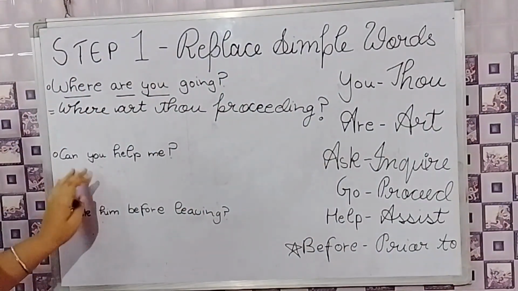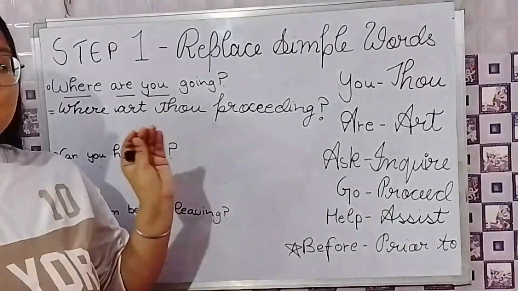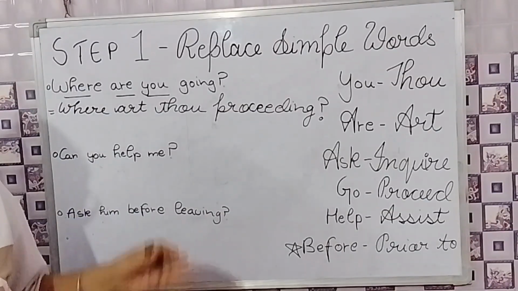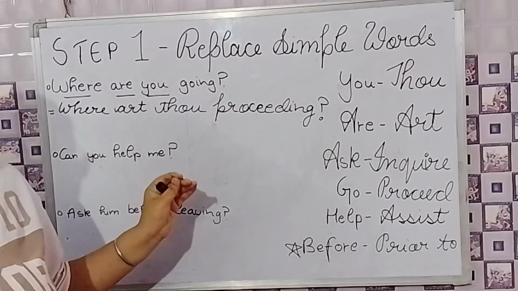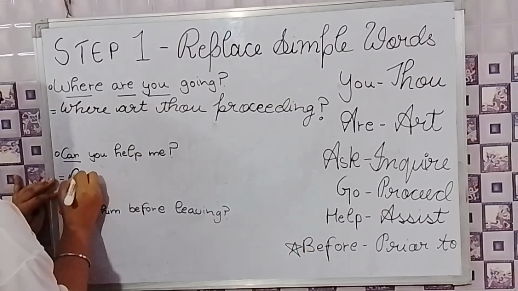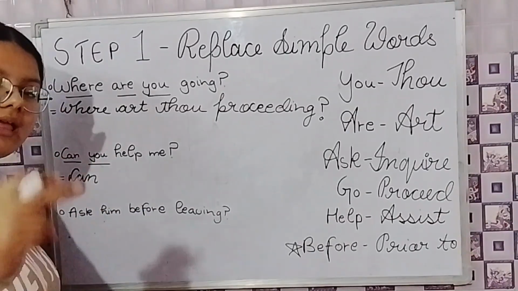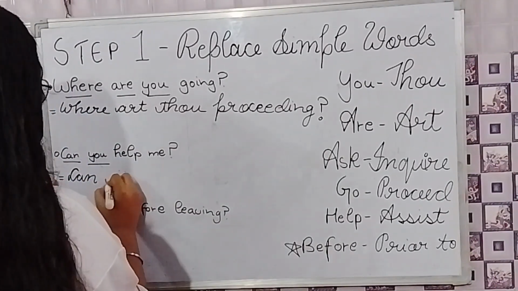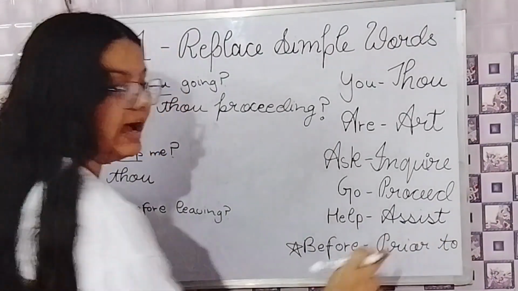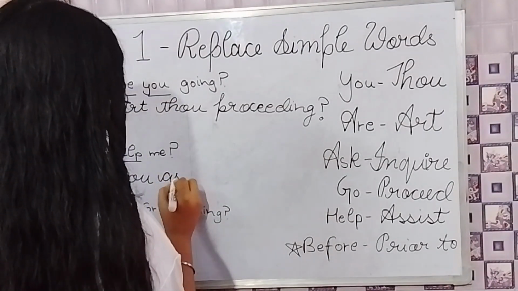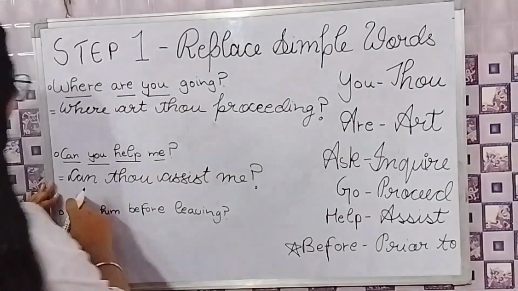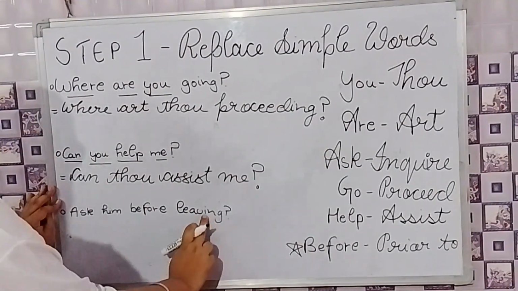So the second example is, can you help me? Take a moment to think what will be the changed version, the Victorian version of, can you help me? This is really very easy. Can remains the same. You again changes into thou. Help changes into assist. And me remains as it is. Can thou assist me?